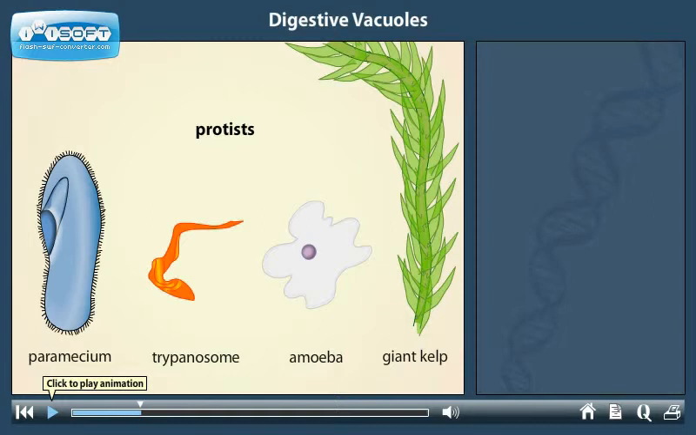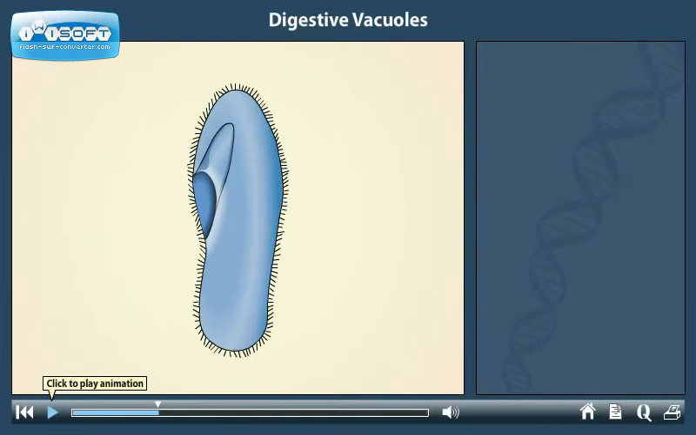To see how, we'll examine the process of digestion and excretion in the single-cell protist paramecium. A paramecium takes in nutrients by engulfing solid food, such as yeast cells, through an opening called the oral groove. A vesicle called a digestive vacuole then forms around the ingested food.